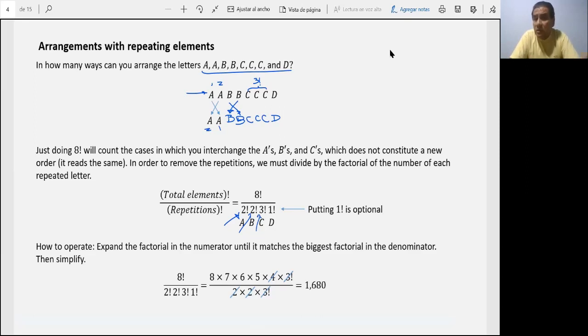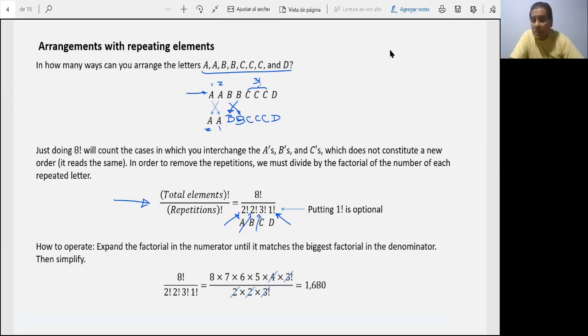The letter D is different because every time I move the D in a different position, it actually generates a new valid arrangement. So dividing by 1 factorial actually does no harm because it simply doesn't change the number of arrangements. So you can, from here, basically deduce this formula for the number of arrangements with repeating elements, which would be the total number of elements factorial divided by the factorials of the individual repetitions of each element.